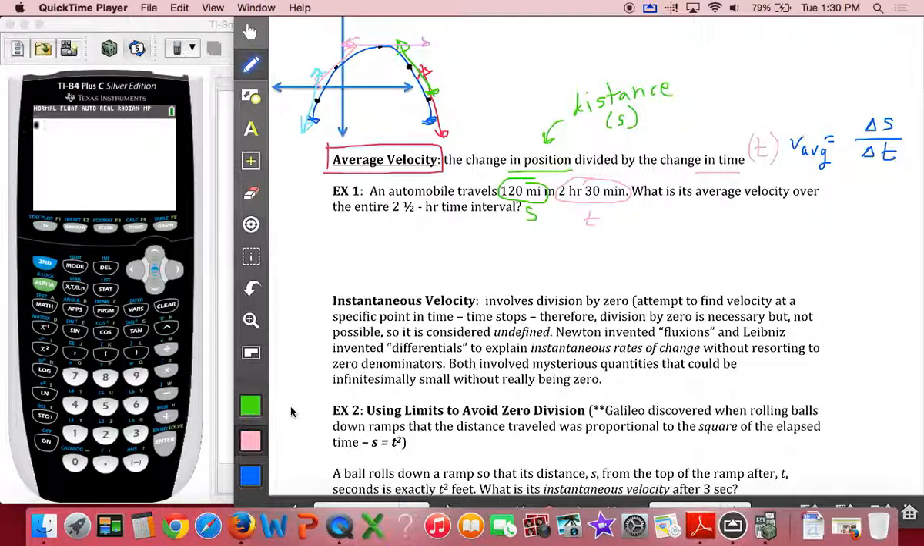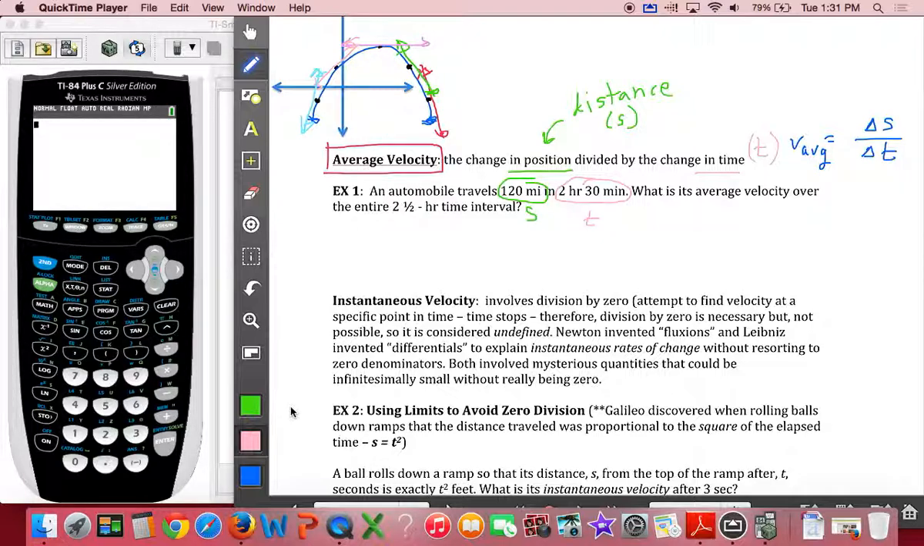And same thing with time. I could have asked not for the whole 2 hours and 30 minutes. I could have asked for the average velocity from the end of the first hour that I drove to the end of the 2.5 hours that I drove. So the difference between those two times would be what? 1 hour and 2.5 hours. What's the difference? An hour and a half. So that would be your delta T. But in this case, that's not what they're asking.